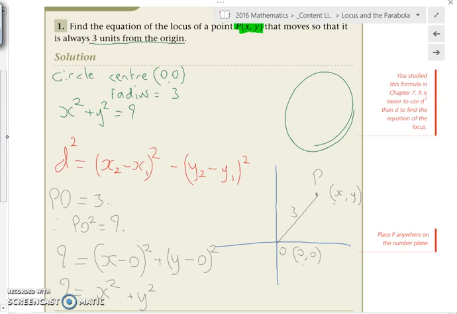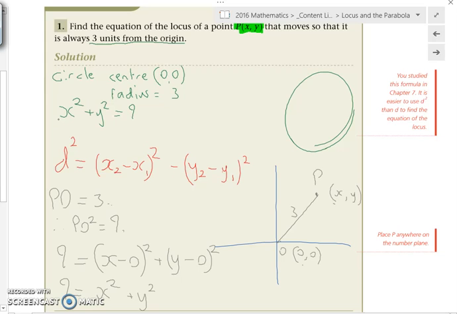We're basically talking about the locus being a path that obeys certain conditions from a point. So we talked about finding the equation of a locus of a point, xy, that moves so that it's always 3 units from the origin. If there's the origin and it's always 3 units from it, what's the shape it's going to be? Yeah, it's going to be a circle. So that's the first thing we said: okay, it's a circle, its center is 0, 0, and its radius is 3. Then we looked at the circle formula.